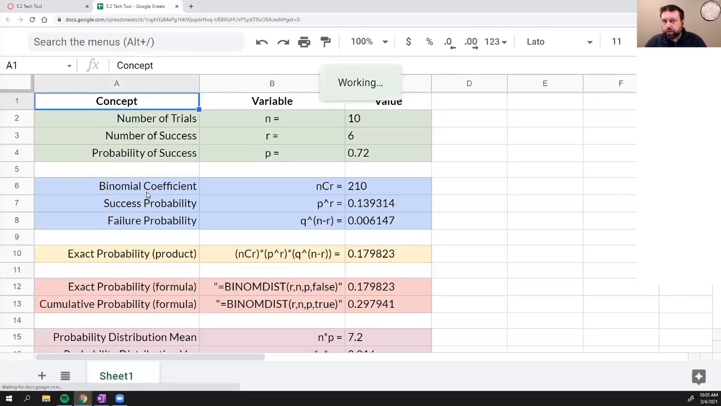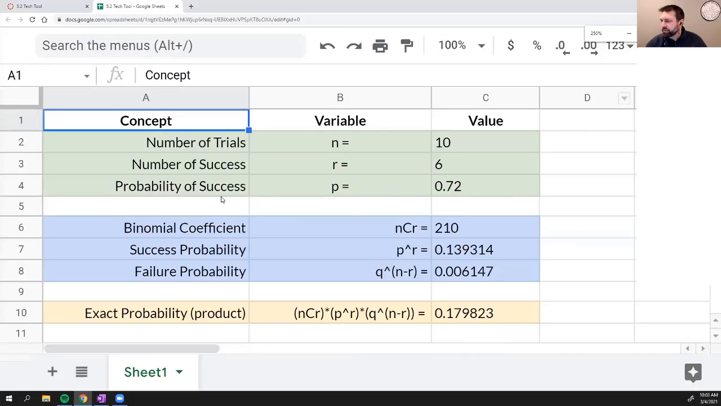The tech tool for 5.2, there's nothing you have to do. There's no formulas you have to create. It's all sort of created for you. The green boxes that you see, these green boxes are the inputs. These are the only things you have to put in.